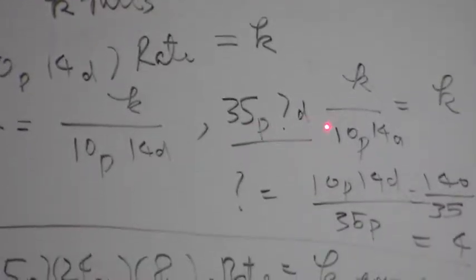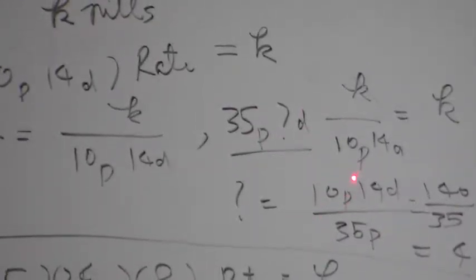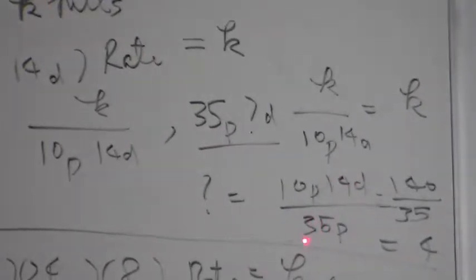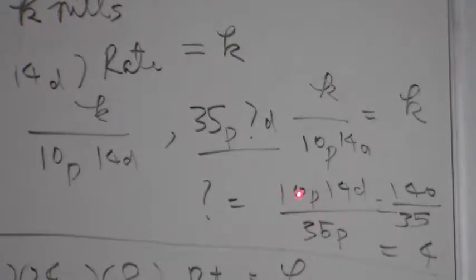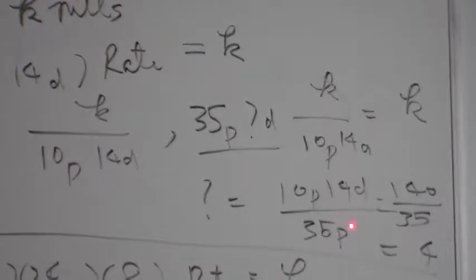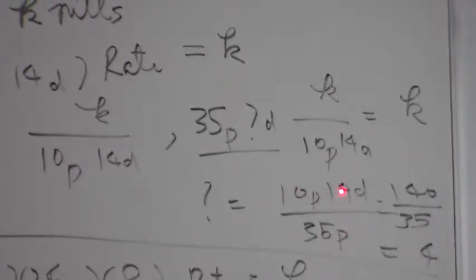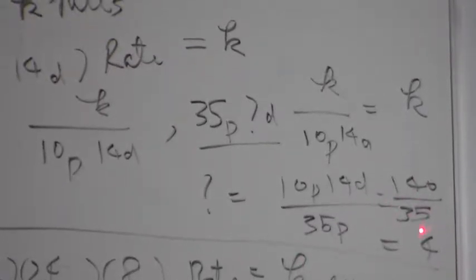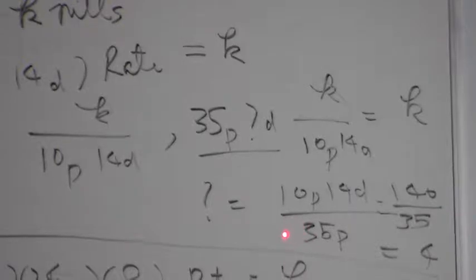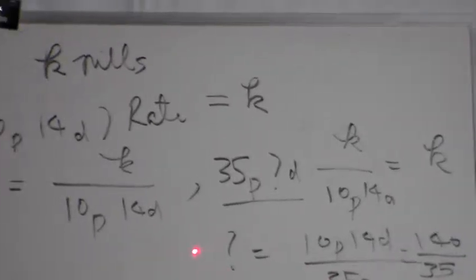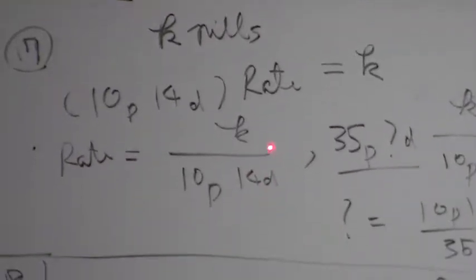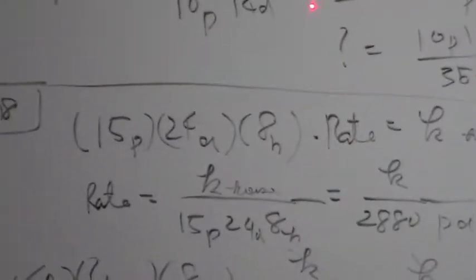So the question is 10 patients times 14 days divided by 35 patients. Okay, so look at this: the patients cancel out. So 10 times 14 is 140, and 35 right there. So it's going to be 4. So 4 days. So time and rate. Okay, this is the total time. Next one I will show you what is the real total time.